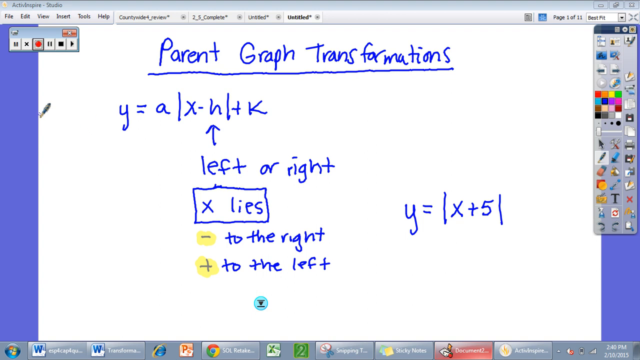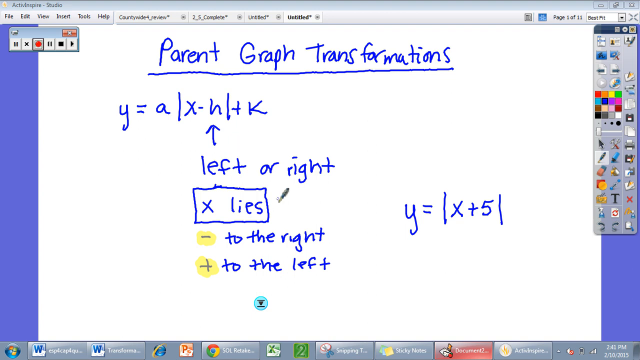This video is an introduction to parent graph transformations. So I'm going to review this by talking about absolute value graphs, and we talked about this earlier in the school year. As you're looking at this, I've written a generic absolute value equation here, and it's got its different parts. It's all written in letters, and the first thing we're going to talk about is what happens inside the absolute value. This number right here, which I've noted with an H, tells it to move left or right.